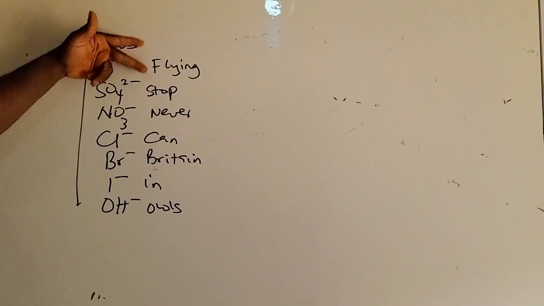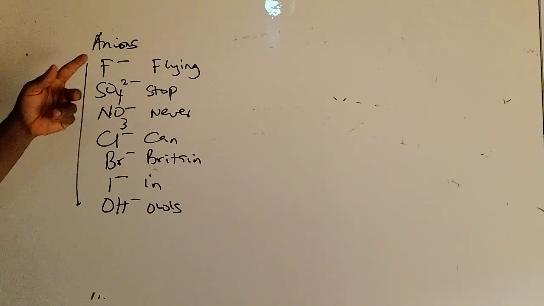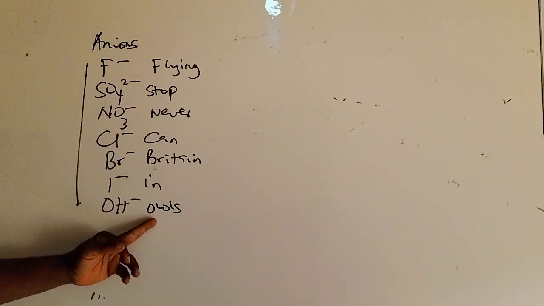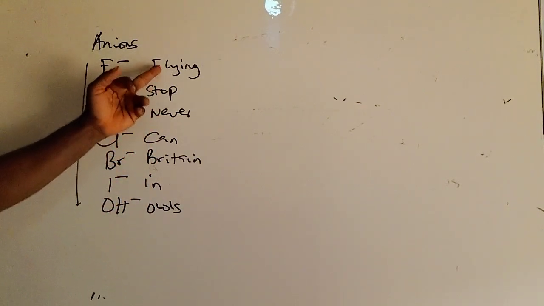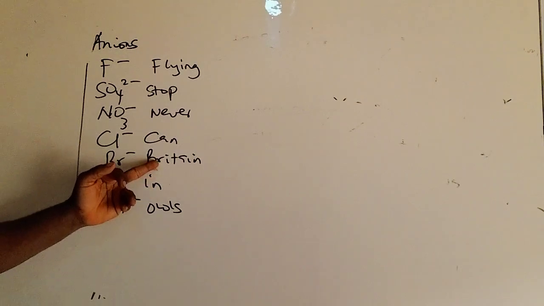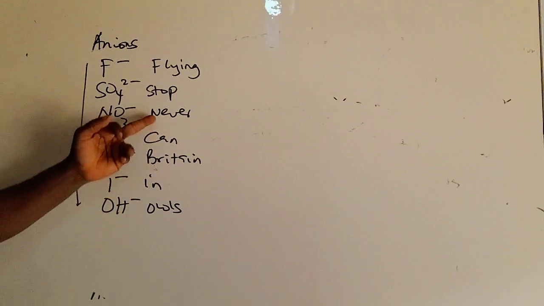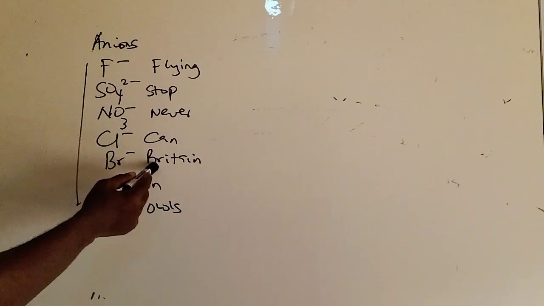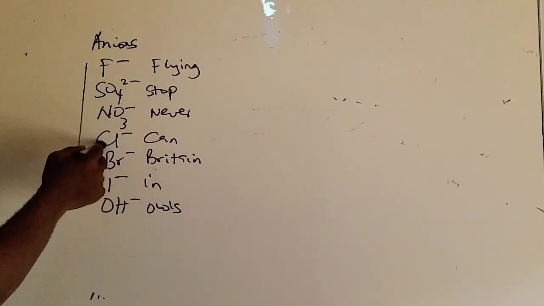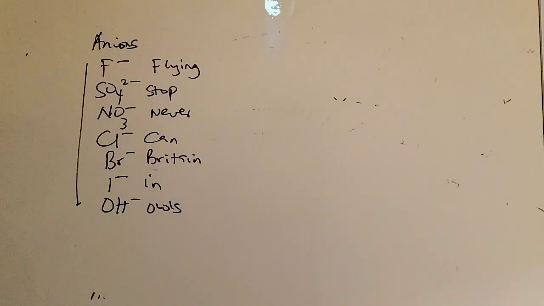Now the mnemonic: "Flying stop" will not make sense to you, but if you want to understand how it got to the poem, read it from the bottom: "O's in Britain can never stop flying." So O for OH, I for iodide, B for bromide, C for chloride, N for nitrate, S for sulfate, F for fluoride. But in reactivity, it goes from top to bottom.